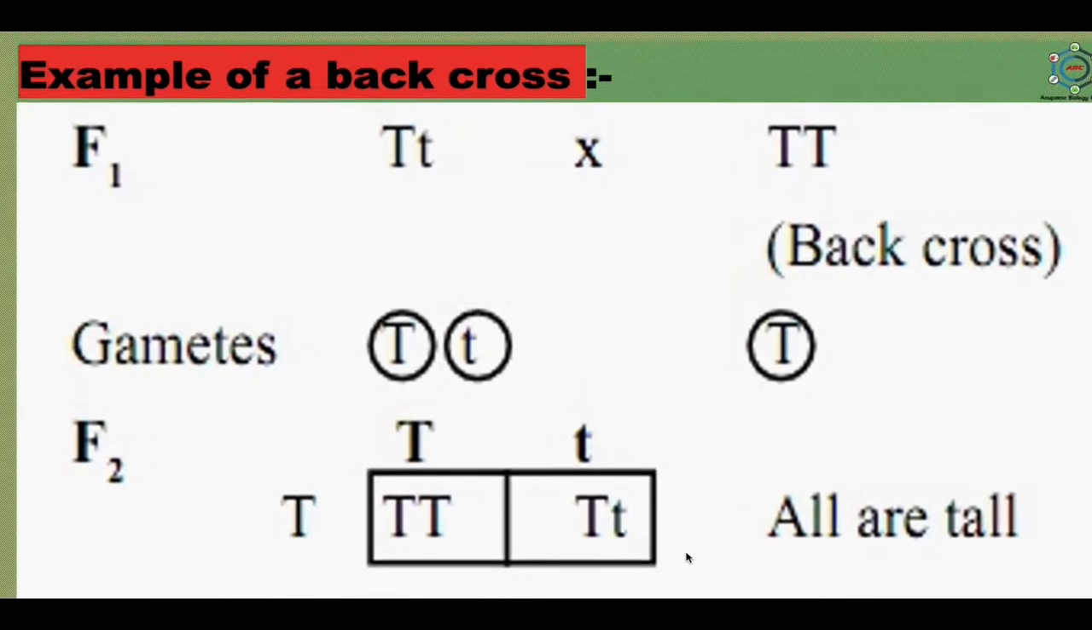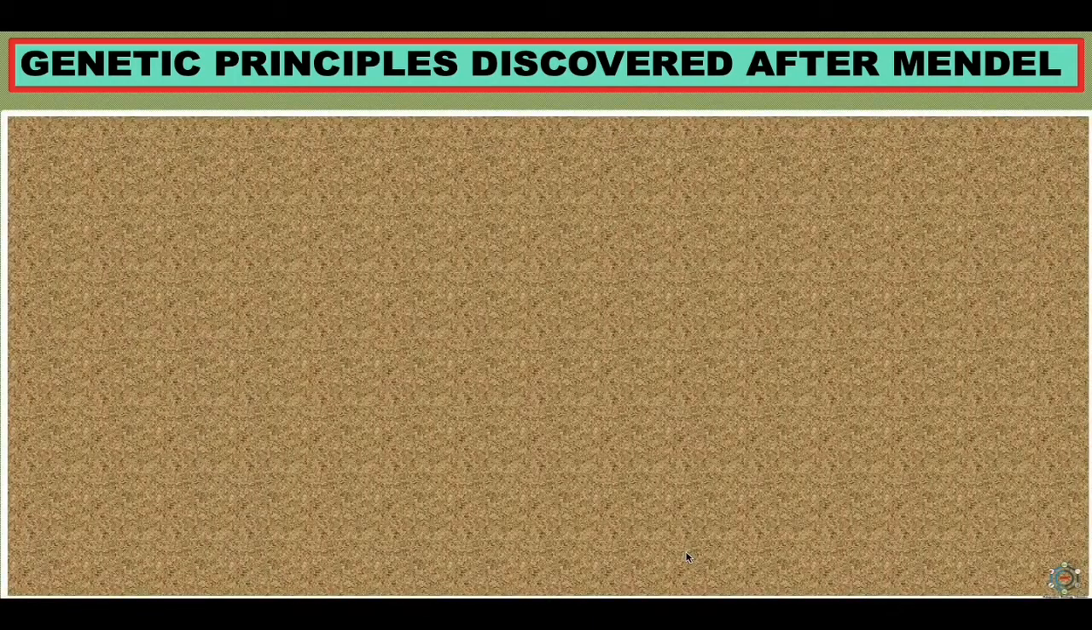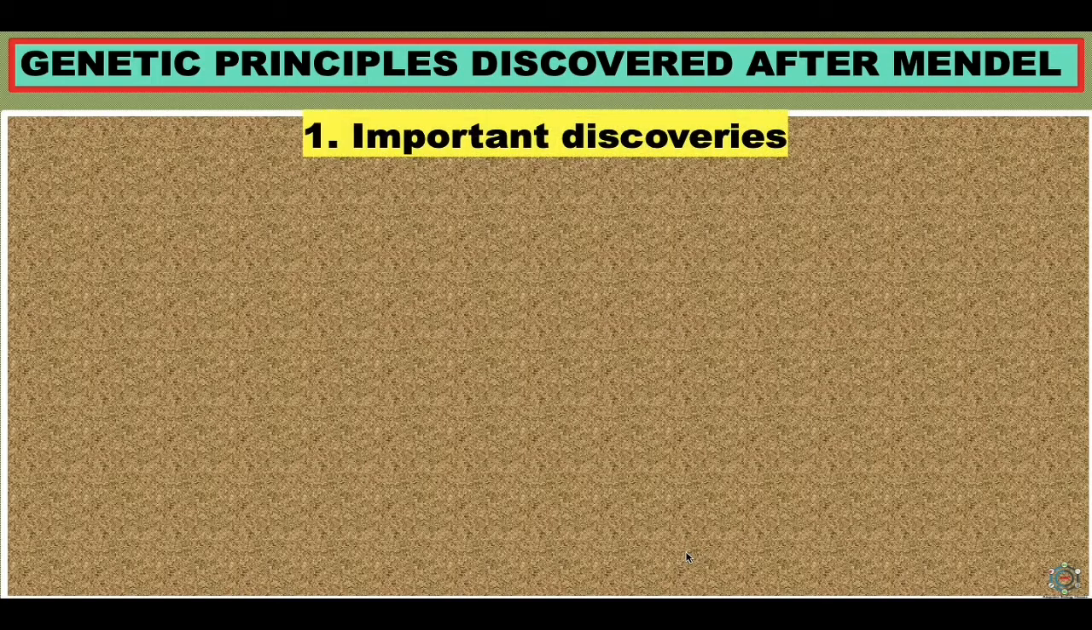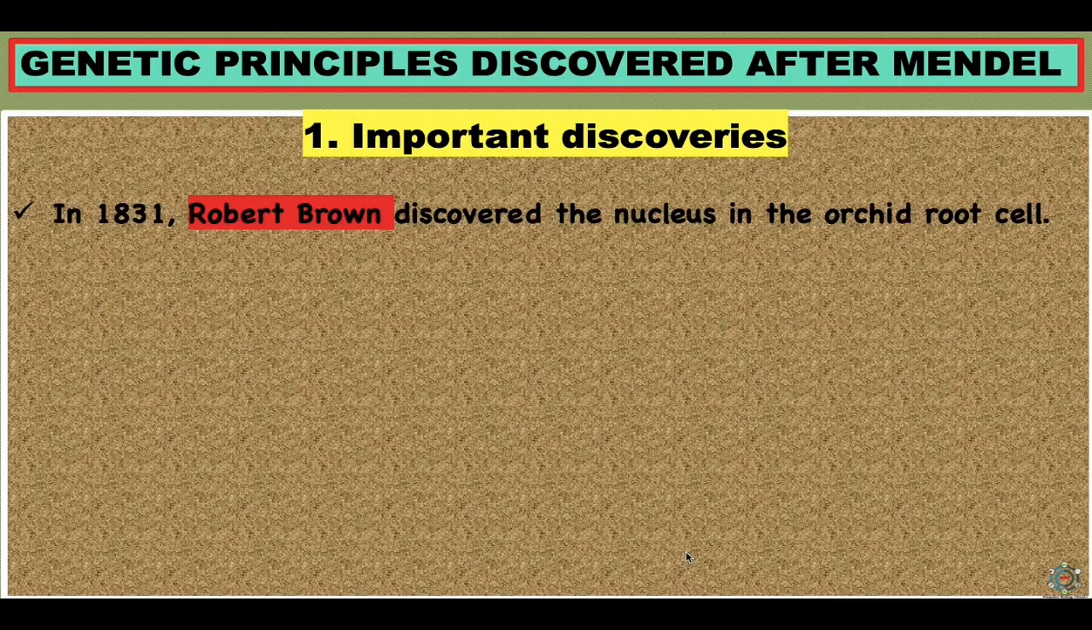Now, the genetic principles discovered after Mendel. So Mendel held that the traits are transmitted from generation to generation as a stable unit of heredity, and this stable unit is called factors. Now it is termed genes.